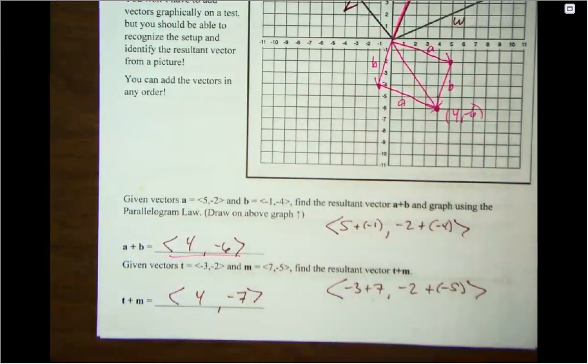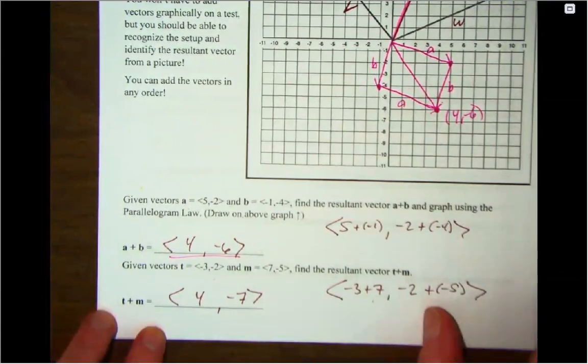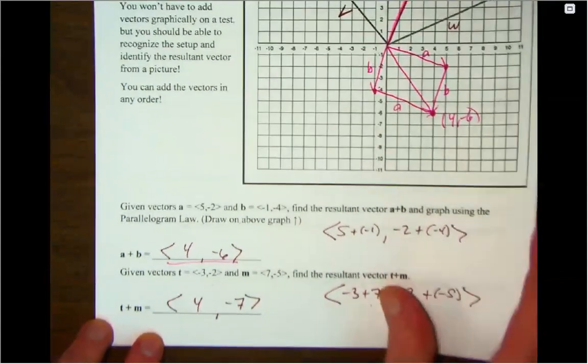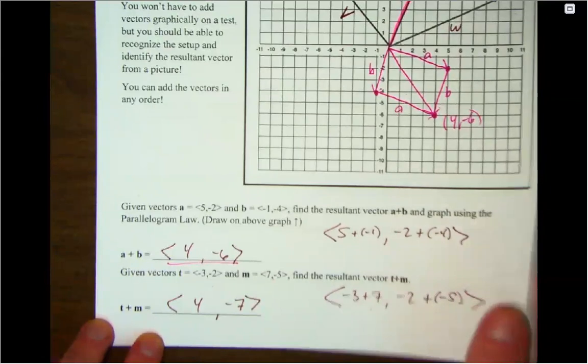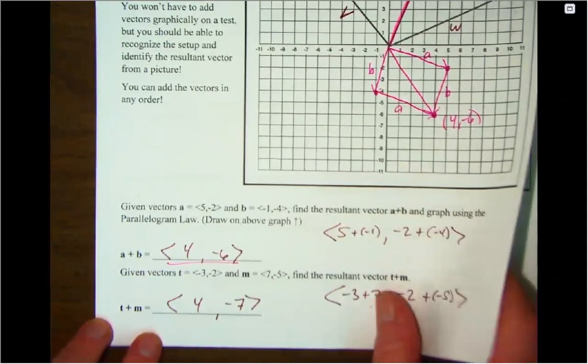But again, just combine the X's, combine the Y's, adding vectors, that's all there is to it. Okay, but it's not very exciting. It's kind of cool when you're graphing them, but let's face it, we're going to have to do some more things with vectors than just adding them together. So let's take a look at the other operation that we have.